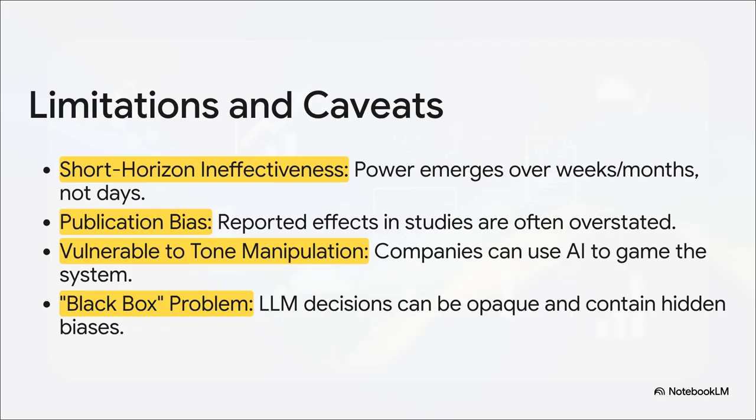For one, the predictive power of sentiment tends to show up over weeks or months, not in day-to-day trading. There's also a growing risk of what's called tone manipulation, where companies might use their own AI to make filings sound more positive than they really are. And with these modern AI models, there's the black box problem. It can be tough to know exactly why the model arrived at a certain score.